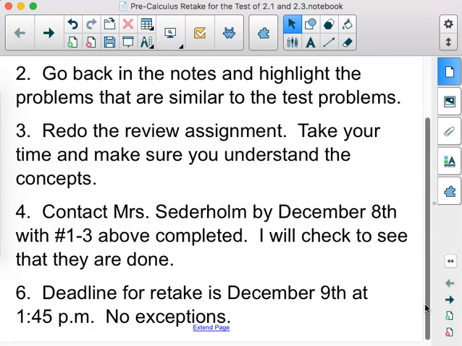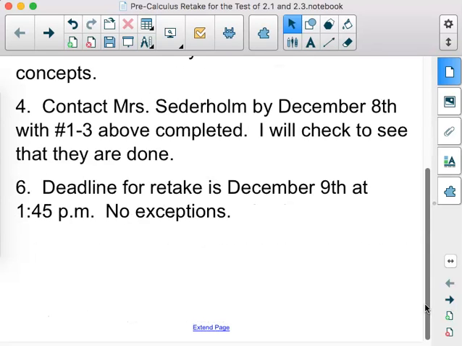And then the deadlines. Contact me by December 8th with 1 through 3 completed, and then I'll check. I'll probably have you send me a little video of you flipping through everything that you've done.